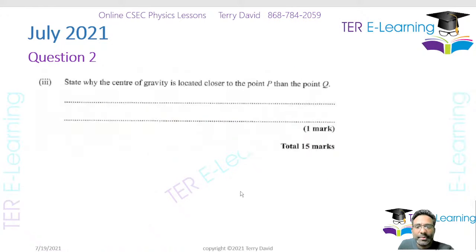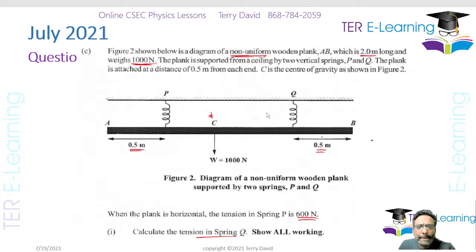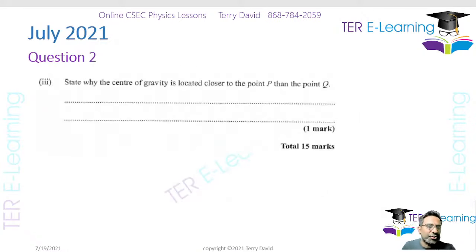All right, so let's see. What's the next part here now? State why the center of gravity is located closer to P than the point Q. That's an odd question. The only way that I will probably answer this part, explain why, I don't understand the intention. Sometimes you just need to get into the examiner's mind in terms of what they're looking for. They ask why the center of gravity is closer to the point P than Q. Now, remember they told you that the bar AB is horizontal.